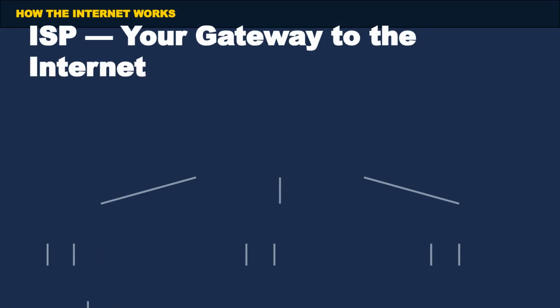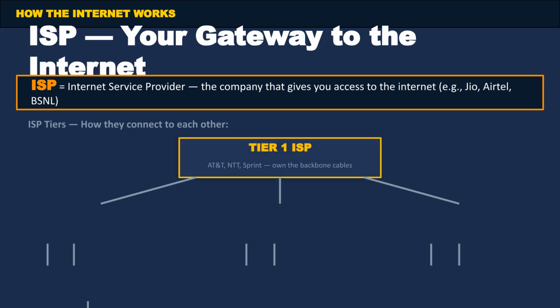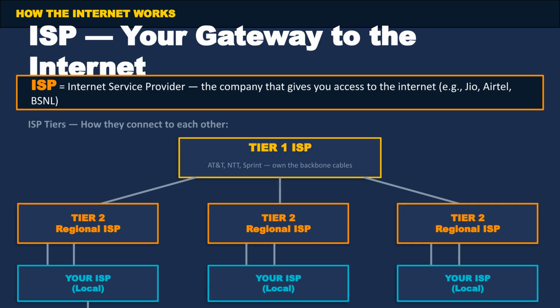Your Internet Service Provider, or ISP, is your gateway to the internet. ISPs are organized into tiers. Tier 1 ISPs own the backbone cables. Tier 2 are regional, and your local ISP connects you to the network.